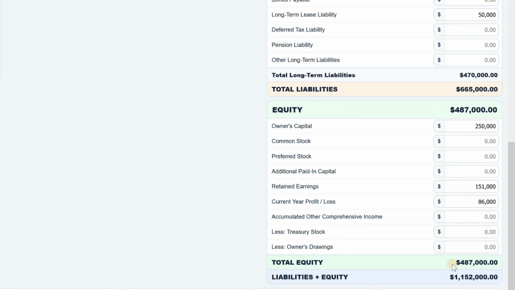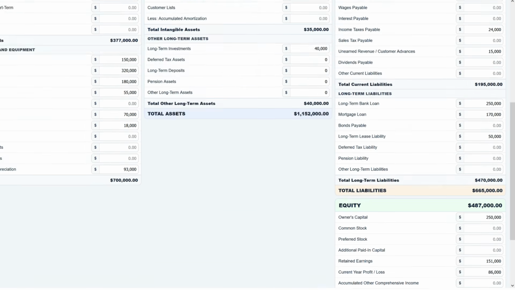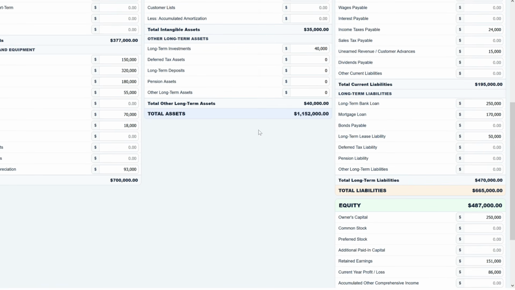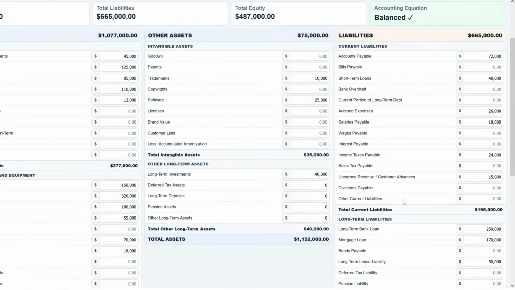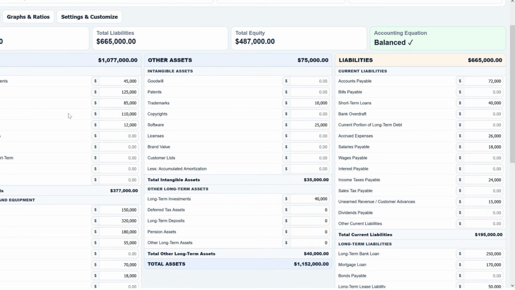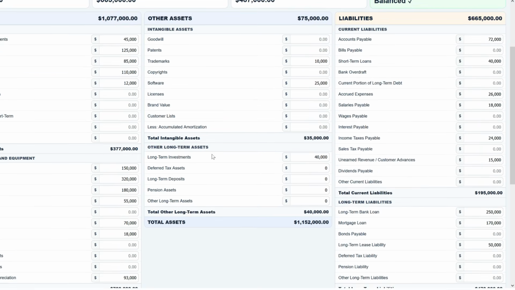$487,000. Now comes the most important moment in the entire balance sheet. The application automatically adds total liabilities and total equity together. The result equals $1,152,000. That number exactly matches total assets. Because both sides are equal, the accounting equation displays balanced. This single result confirms that the financial statement has been prepared correctly.